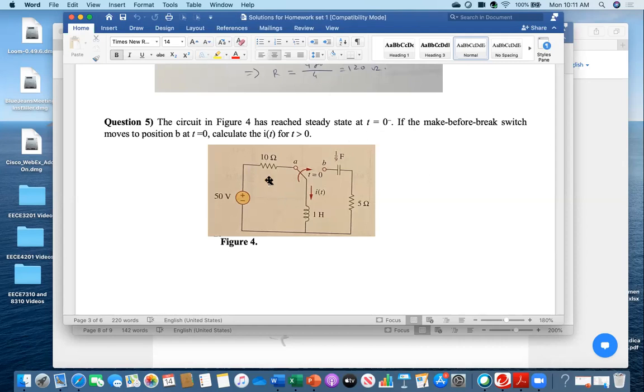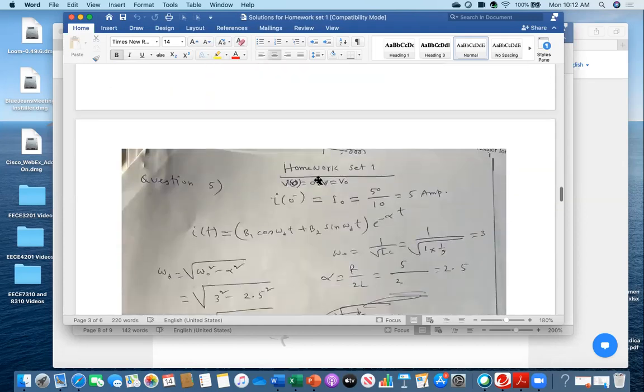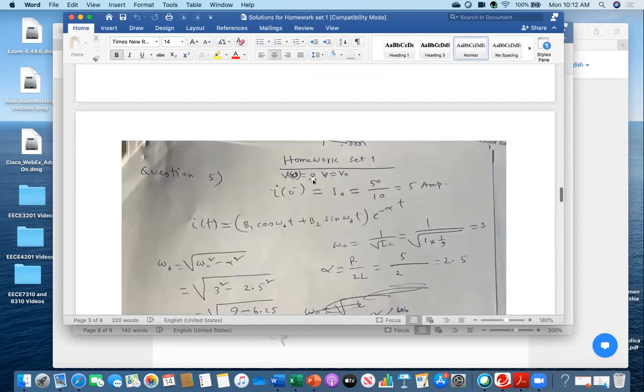Initial condition means finding the current flowing through the inductor and the voltage across the capacitor. But the capacitor was not connected before, at t equal to 0 minus. So that's why the capacitor voltage is 0. And then what is the current here? Just 50 over 10, so 5 ampere. So that is the very first thing I see. V0 is 0 volt and i0 minus is 50 over 10, 5 ampere.